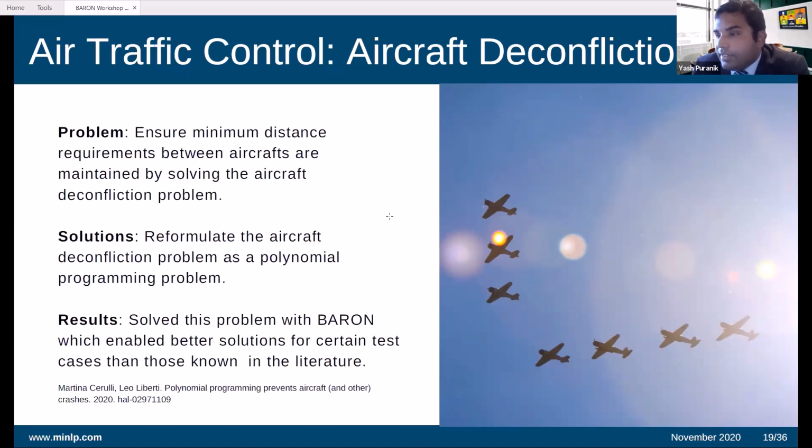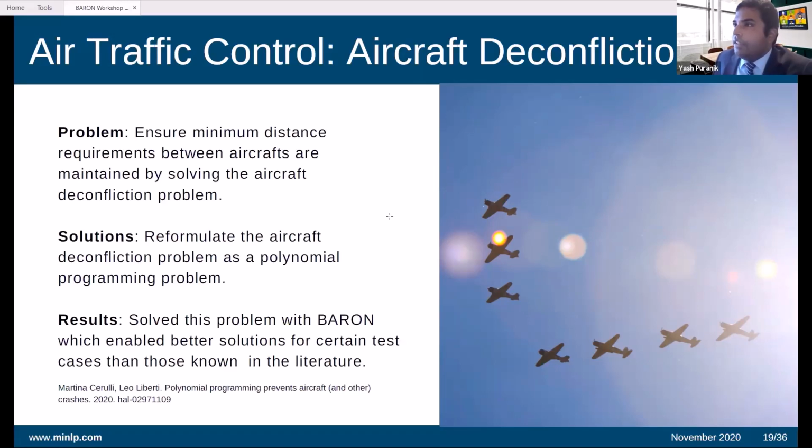reduce some of the burden on the air traffic controllers, maybe make their jobs a little easier. So the authors of this work formulated this aircraft deconfliction problem as a polynomial programming problem. Of course, once you have a non-convex nonlinear problem, you can try solving it with BARON, and that's exactly what they did. And in fact, they found that using BARON, they were able to find better solutions for certain problems in the literature than by using other methods that are more commonly used in this field. So again, another interesting example of how BARON was applied in practice that maybe I would not have foreseen.